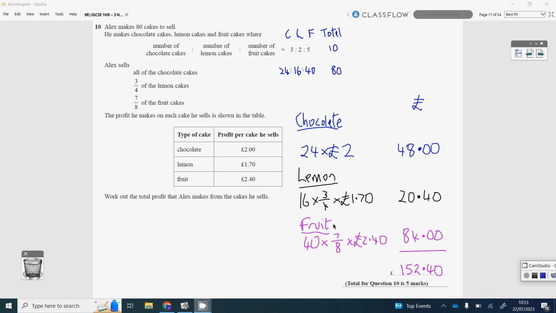Then moving lastly onto the fruit cakes, of which we've got 40. We sell 7/8 of these, so multiply it by 7/8, and the profit for each of these is £2.40. Pop that into your calculator, you get £84. Add these three together, you get £152.40.